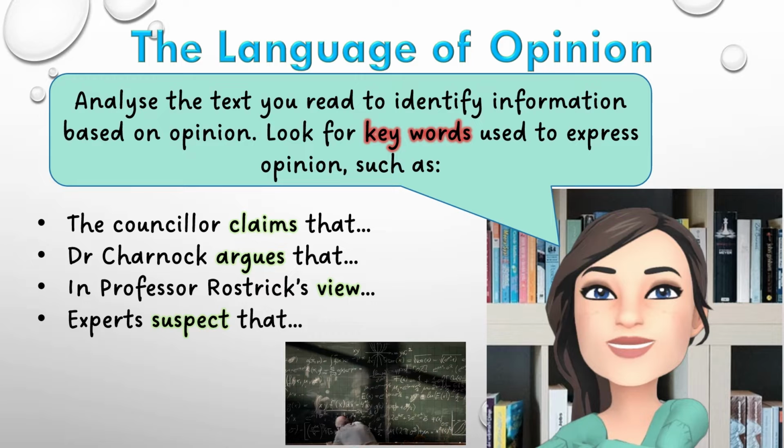We can see here the words claims, argues, view and suspect are all words that suggest this is an opinion rather than a fact. If you're claiming something, you know it's not 100% true. If you're having an argument, then there's no definitive answer. View is just another way of saying opinion, and suspect is another way of saying guess. So again, there's no answer.